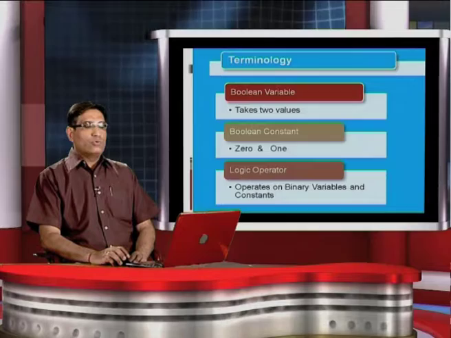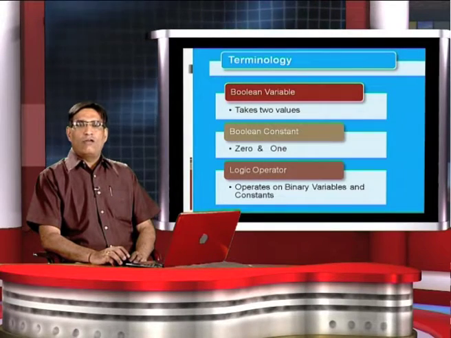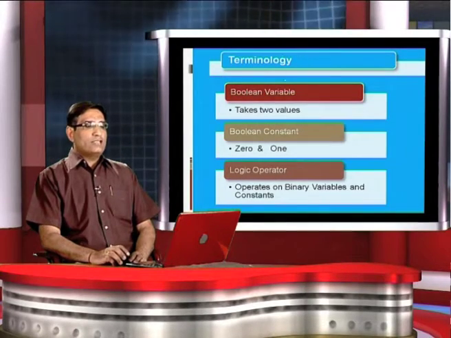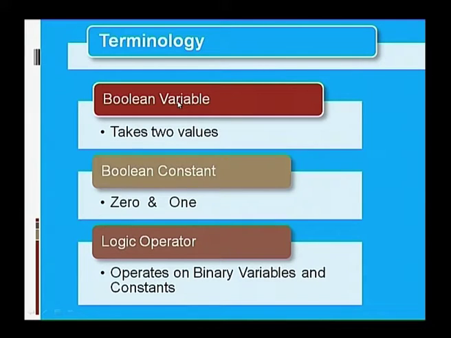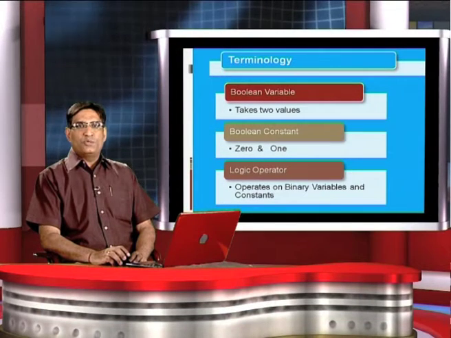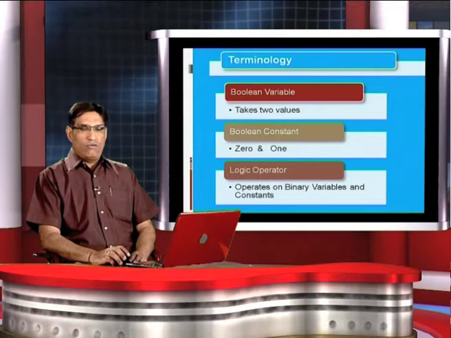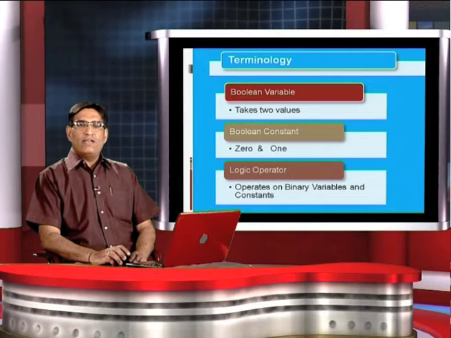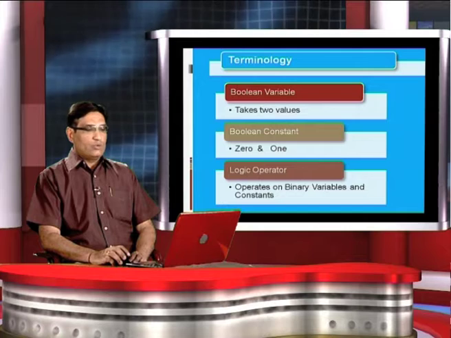Now, let us move to certain terminology of logic. The first is Boolean variable. We consider that a symbol which can attain multiple values is termed a variable. Now, a Boolean variable is nothing but a symbol which can attain two values, either 0 or 1. That means, a Boolean variable can take only two values.